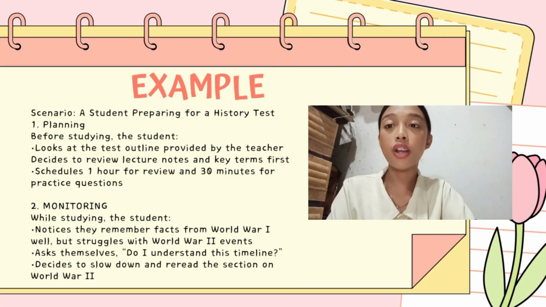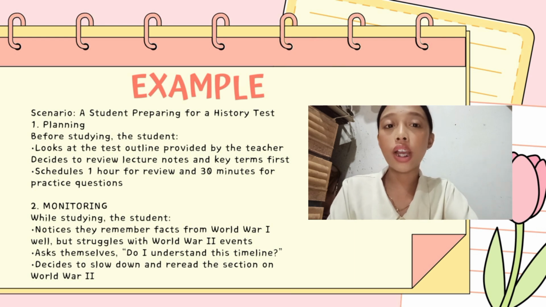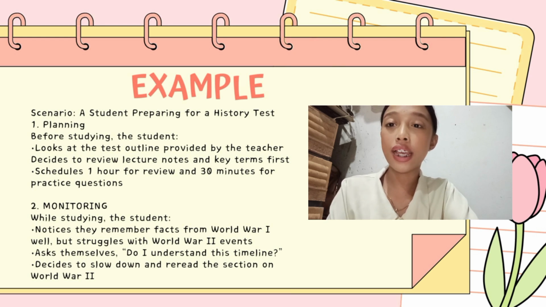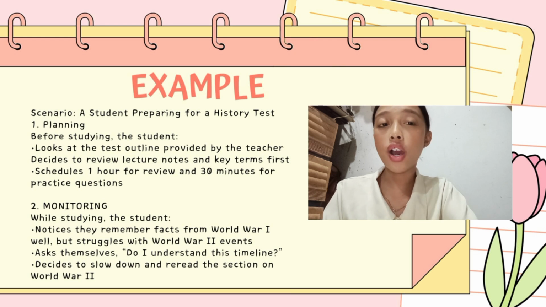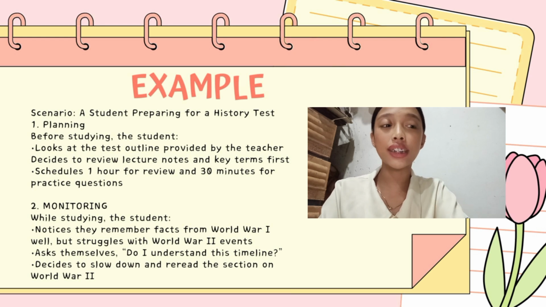Here is an example of metacognitive regulation in a classroom setting. The scenario is a student preparing for a history test. First, the planning. Before studying, the student looks at the test outline provided by the teacher. Then, decides to review lecture notes and key terms. Dayon, schedules 1 hour for review and 30 minutes for practice questioning. Based sa example, ang students kay nag-setting a goal and selecting strategies for studying.